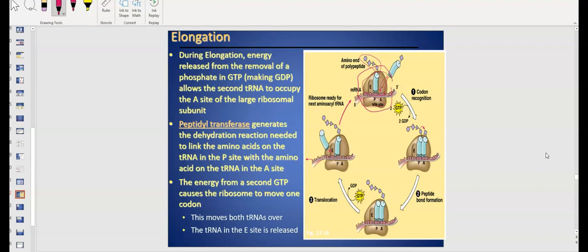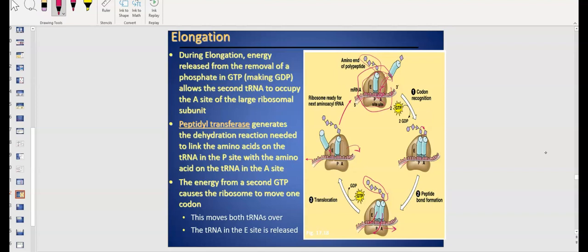The charged tRNA comes into the A site. The codon matches the anticodon. We have it here. Peptidyl transferase causes the reaction to link it together. Now we have the growing chain that has been transferred from the P to the A site. The ribosome moves over. So this ribosome is going to move 3 letters this direction. Now this is going to end up in the P site.